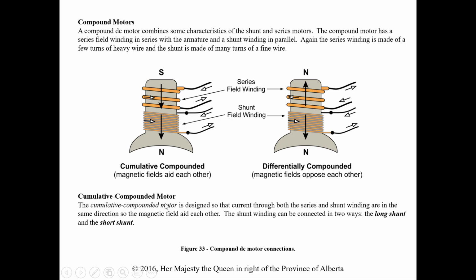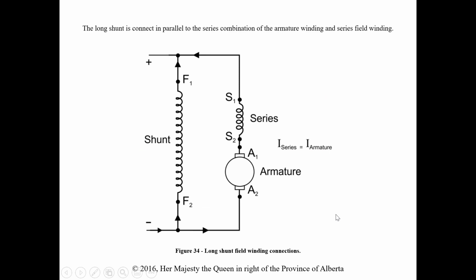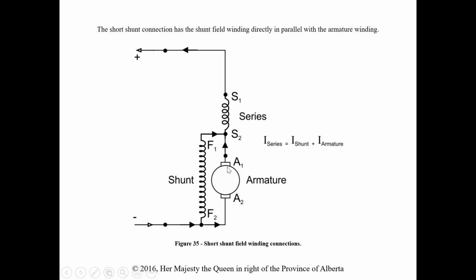So cumulative compounded, again, aiding each other, is designed so the current through both the series and shunt winding are in the same direction, so the magnetic fields aid each other. The shunt winding can be connected in two ways, long shunt or short shunt. In the long shunt, the shunt field winding is paralleled with the whole series and armature windings, and the short shunt is when it's just in parallel with the armature.